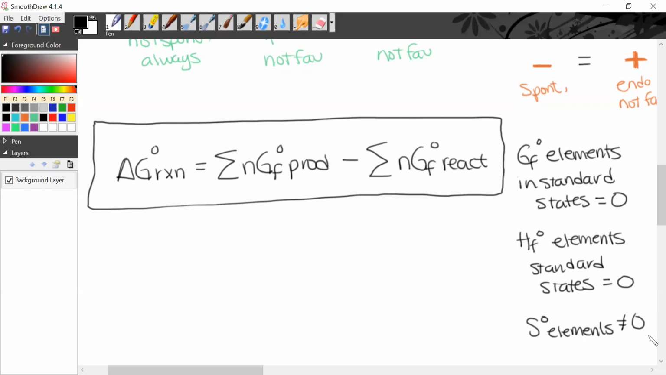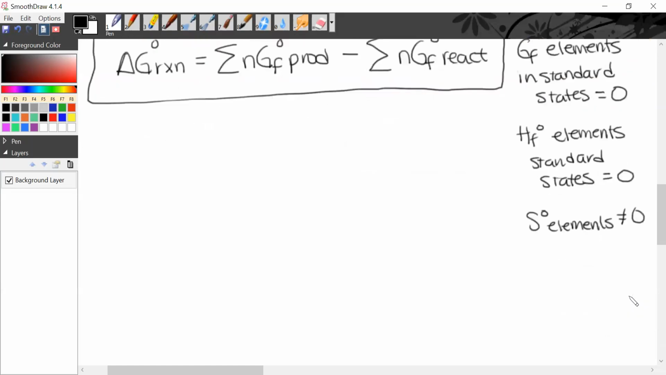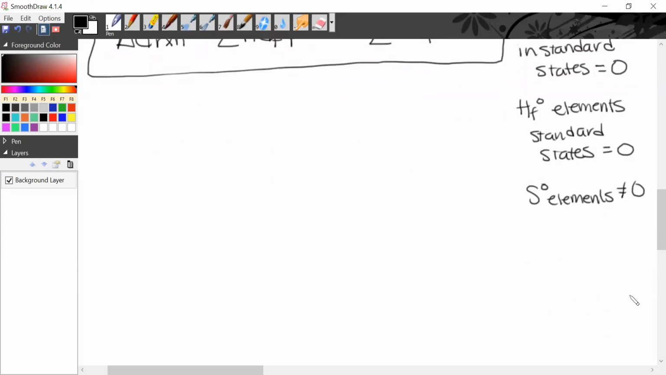All right, now we can do a practice problem. Let's write out a reaction. Example problem. The combustion of C3H8. C3H8 gas plus 5O2 gas.